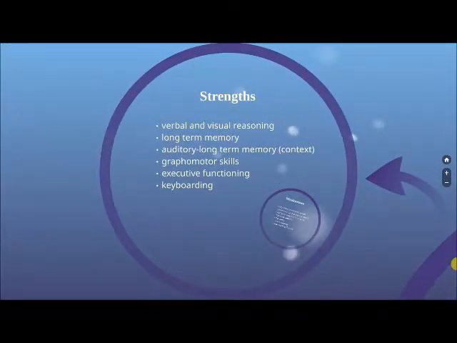Ben has average and above average skills in the following areas. He has good verbal and visual reading, long-term memory, specifically a good capacity for context in auditory long-term memory. He has good graphomotor skills, executive functioning, and he has above average typing skills. Ben is also very motivated to do well and participate in school and group activities.